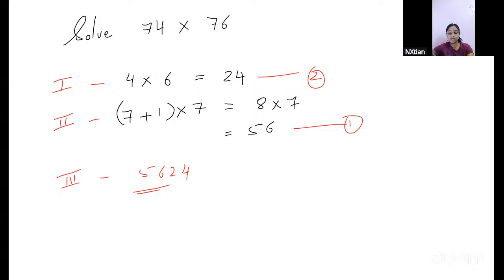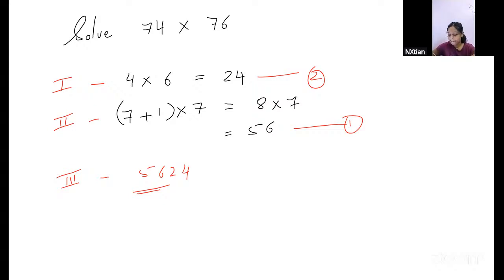Yes, ma'am. It's so easy. You can just calculate in your head, ma'am, because 7 and 7 are there. So one of them is 8. That means 8 sevens are 56. Then 4 sixes are 24. The answer is 5624. Yes, Hendrik, that logic is perfect. Correct.